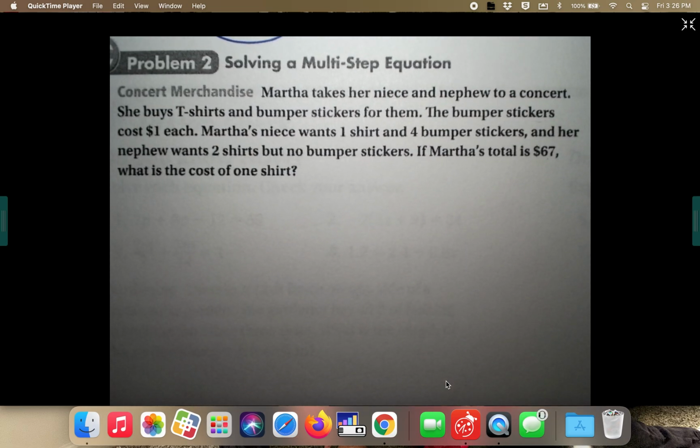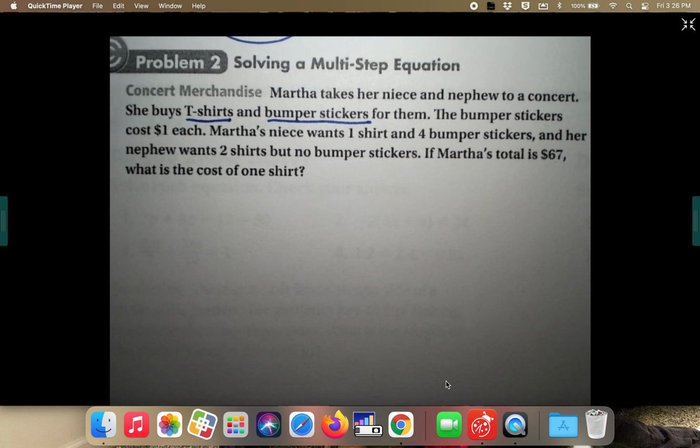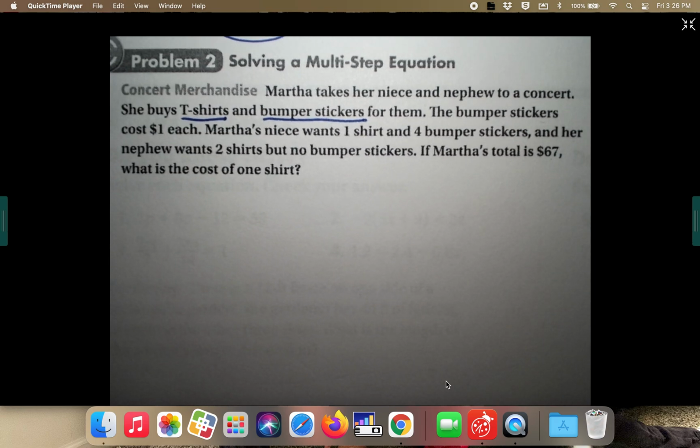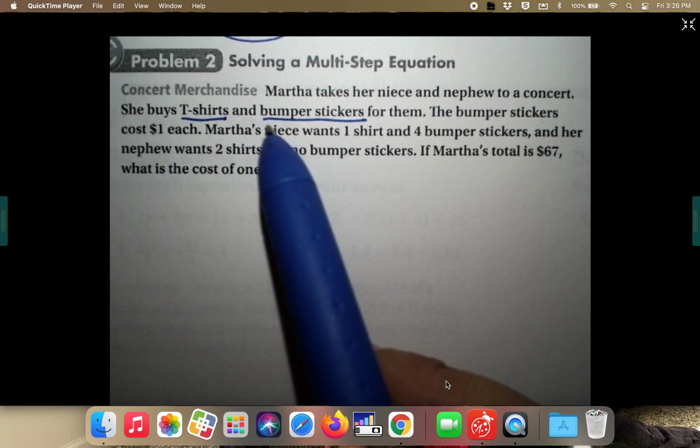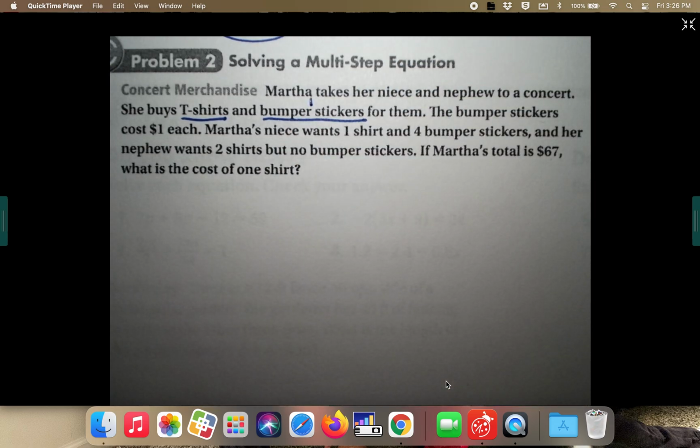There is a lot of information in this problem. I like that we only have the cost of 2 different things because that's going to help us a lot. I also know the price of one of the things. The bumper stickers are $1. So every bumper sticker I can just call 1 because each one is $1.